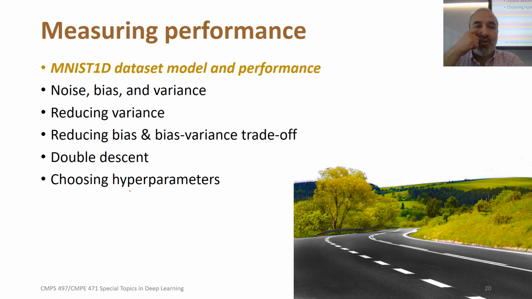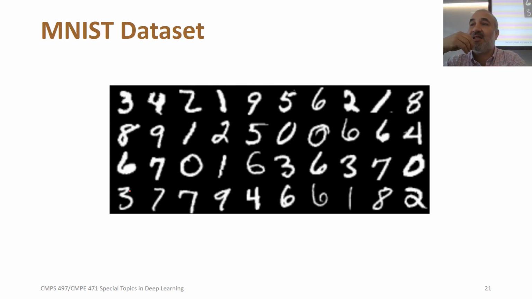We'll start with talking about a data set just to understand the concepts. We will use a data set called MNIST-1D. What is MNIST-1D? It's a variant of a very famous data set called the MNIST dataset. The MNIST dataset is a data set of handwritten digits. Every one of these is an example. Someone wrote a digit manually, and we want to build a model that can recognize the digit. So it should recognize that this is 3, and this is 2, and this is 6, and so on.